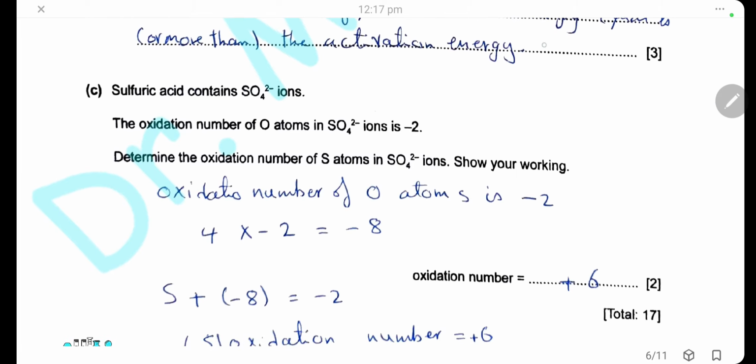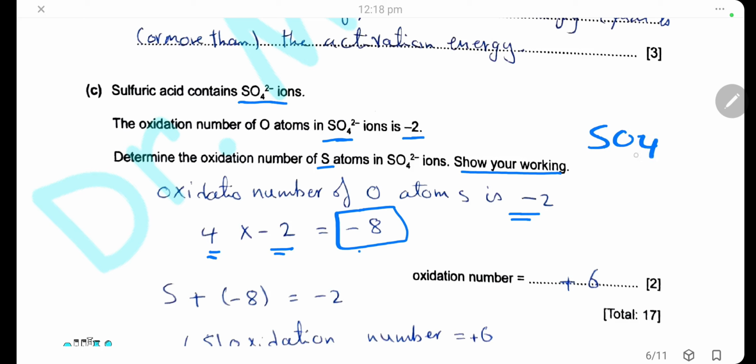Sulfuric acid contains sulfate ions, SO4 2-. The oxidation number of an oxygen atom in the sulfate ion is -2. Determine the oxidation number of sulfur atoms in the sulfate ion, showing your work. Okay, the oxidation number of oxygen is -2. So how many oxygen atoms do we have? We have 4 oxygen atoms, so the total oxidation state will be -2 times 4, which is -8. So the total oxidation of oxygen will be -8.